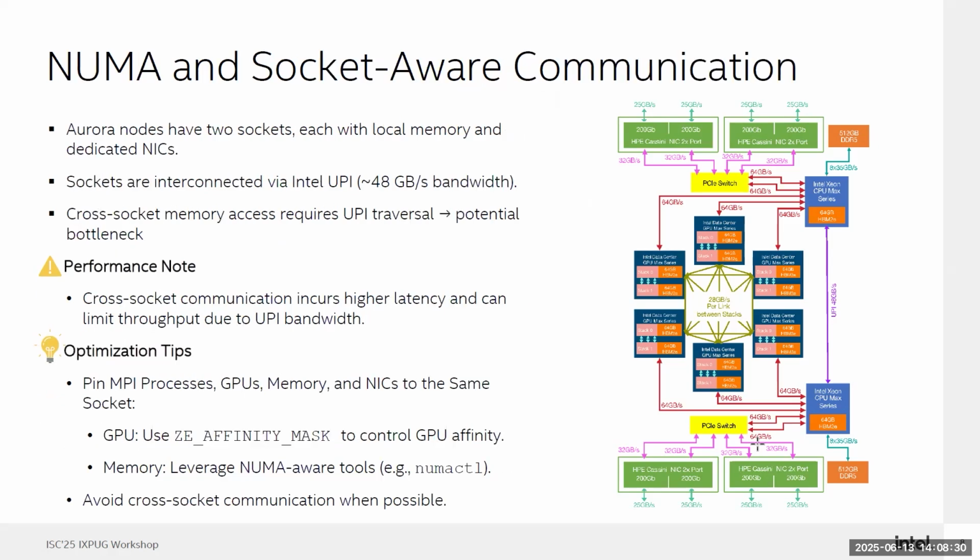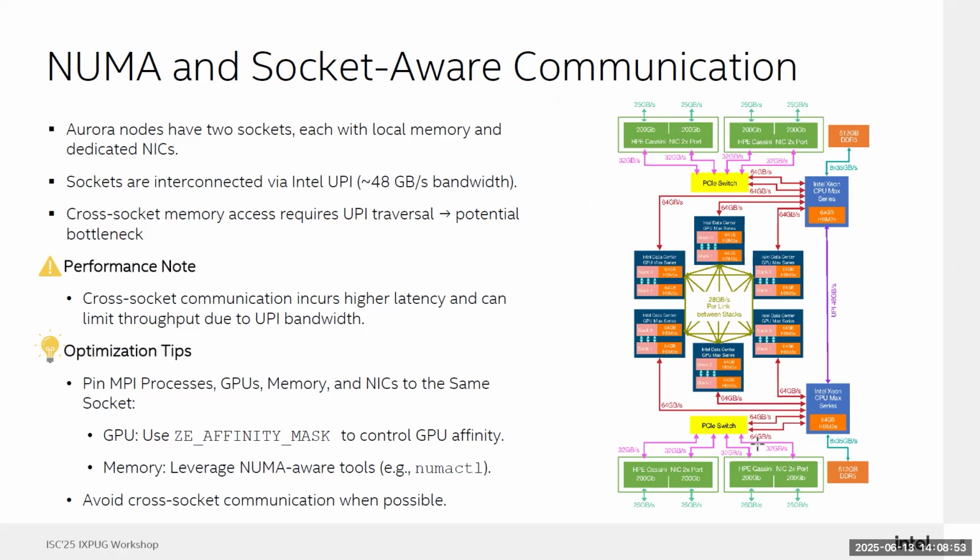Locality is very important for performance. As I mentioned, the 2 sockets are connected with UPI links, which will significantly impact the performance. So we want to avoid cross-socket communication. So we want to have all the MPI processes, all the GPUs, all the NICs, and all the memory and NUMA systems within the same socket.